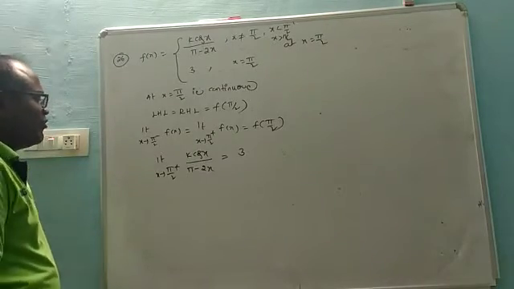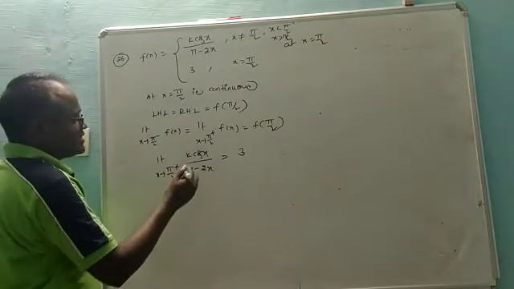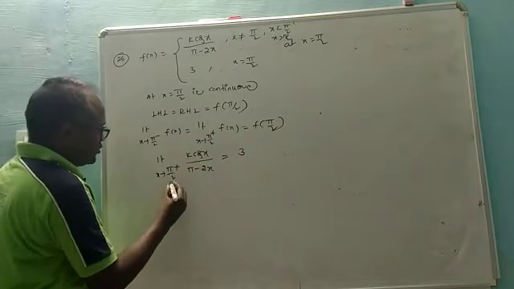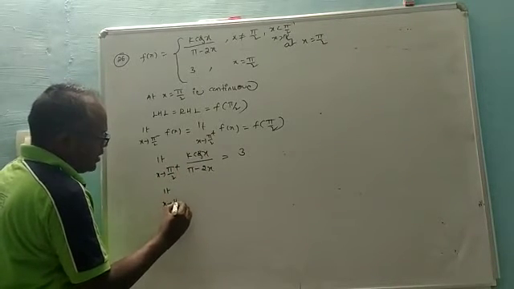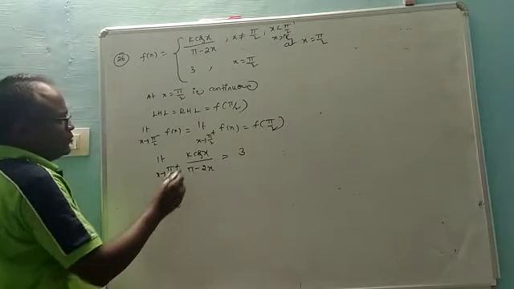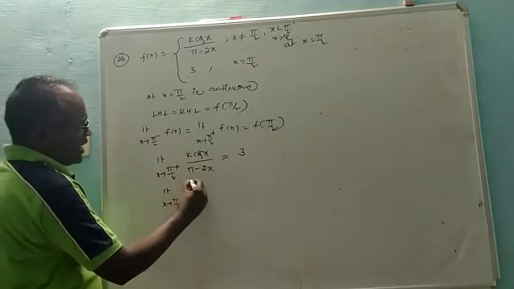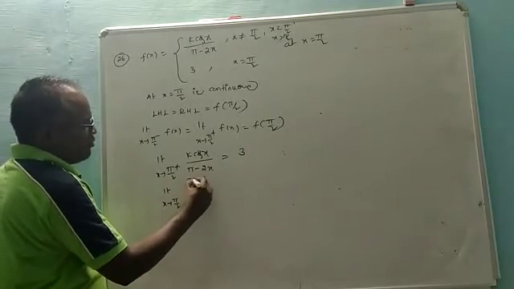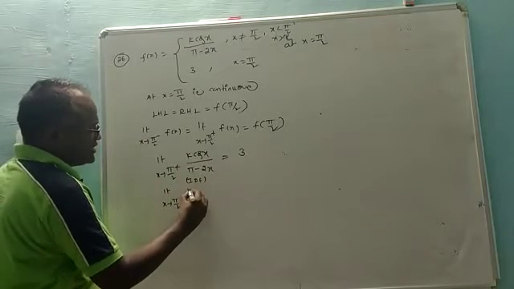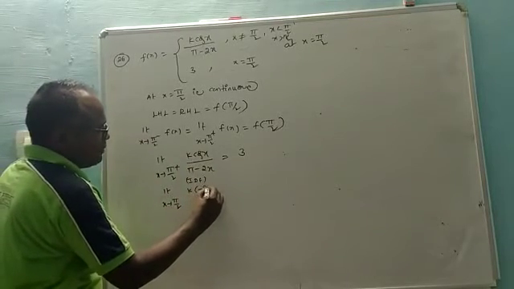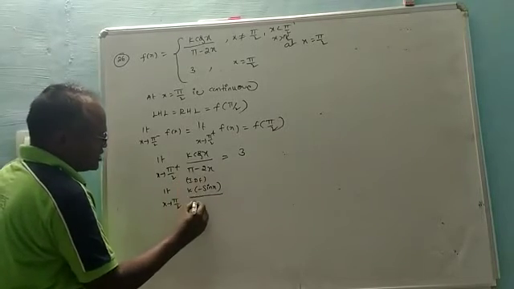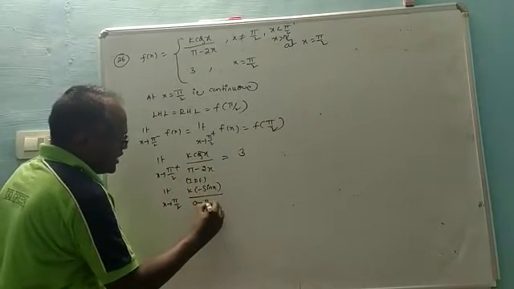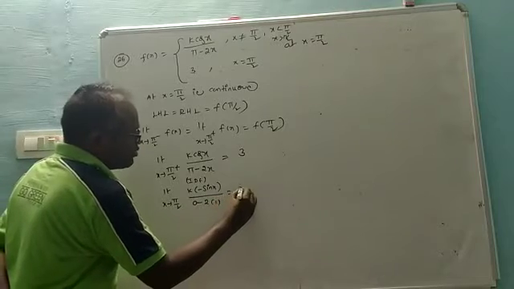Whenever it is indeterminate form, you can write limit x tends to pi by 2. Indeterminate form means IDF form. Whenever IDF form is there, differentiate numerator and denominator. Cos x differentiation is minus sin x, divided by the denominator: pi differentiation 0, minus 2 as it is, x differentiation 1, is equal to 3.